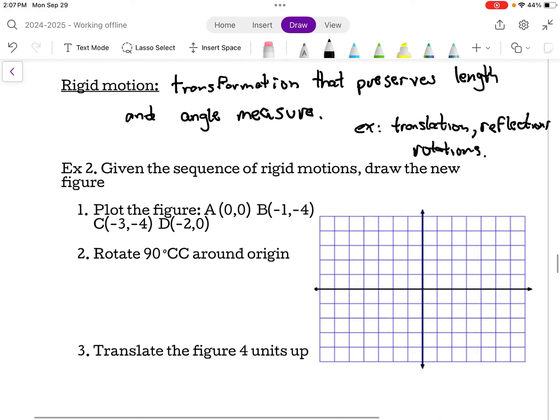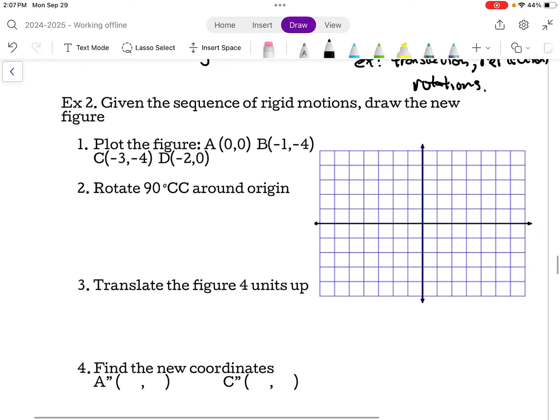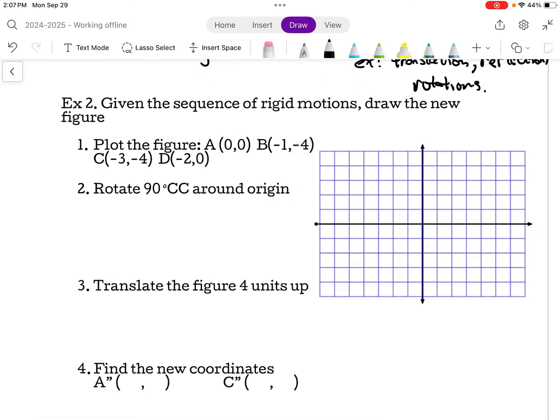All right, here's an example of what it's going to look like. Given the sequence of rigid motions, draw the new figure. So first of all, step one is going to be to plot figure A. So I'm going to plot 0, 0, negative 1, negative 4, negative 3, negative 4, and then negative 2, 0.